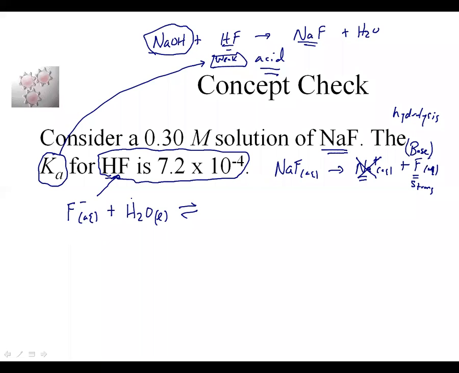So what is going to happen in this case is the F minus is going to act as the base and accept the H plus. When it accepts the H plus, it will always make where it came from, which in this case is hydrofluoric acid, and it will produce hydroxide as we remove that H plus from water.